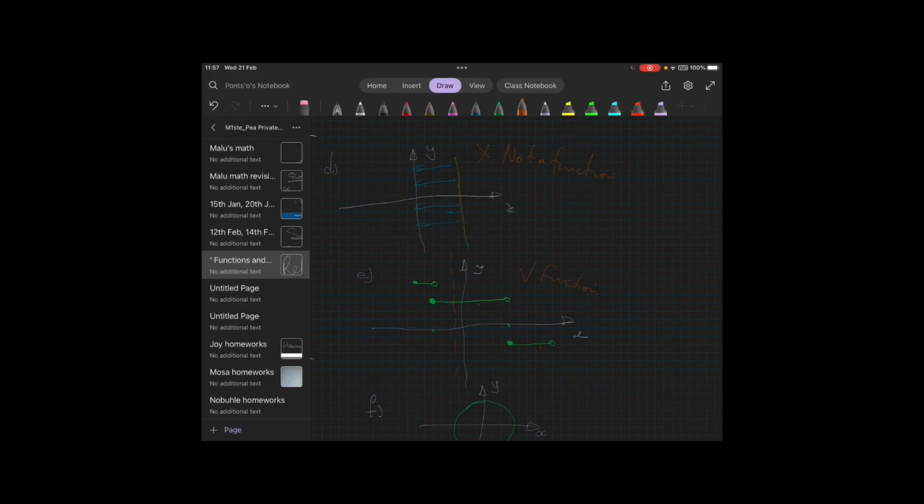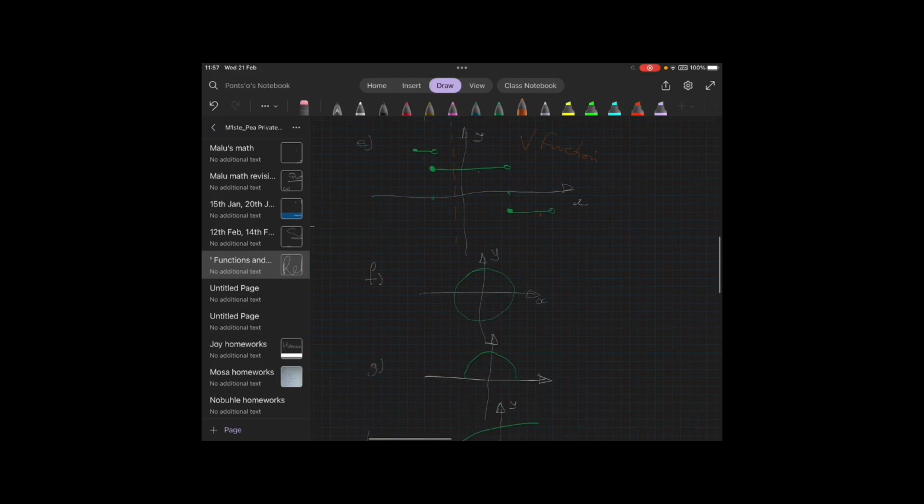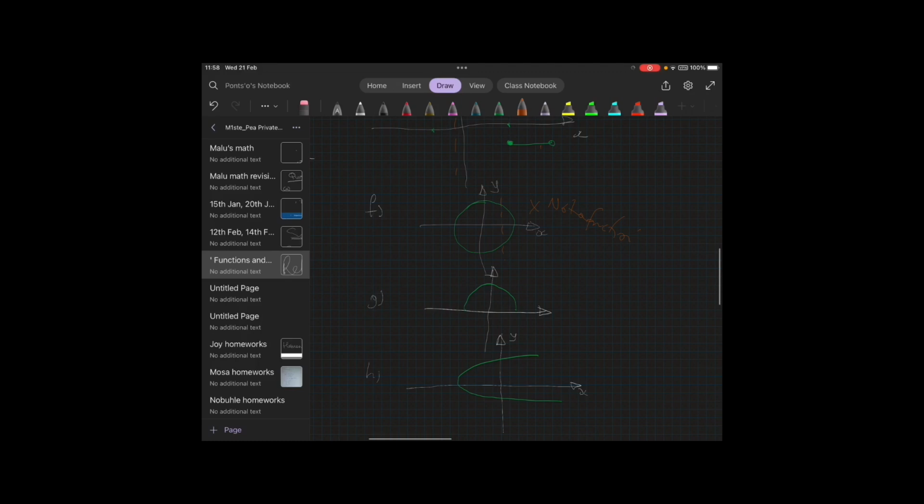Yeah. It's just not continuous. This one is definitely not a function. What about the semicircle? Semicircle, it is a function. It's a function, right?